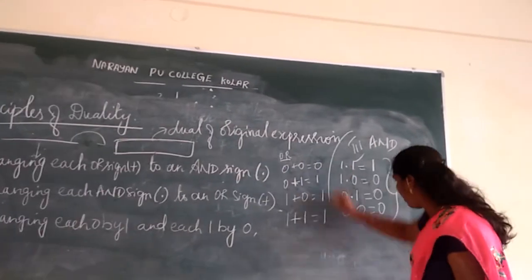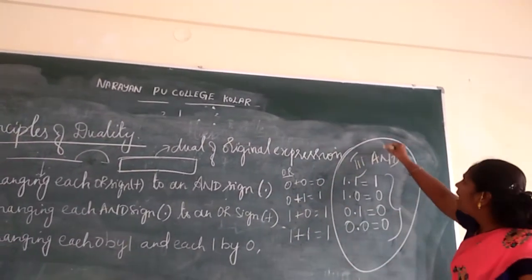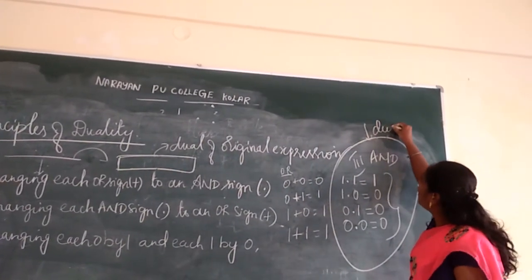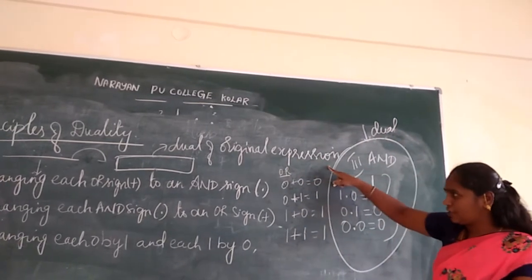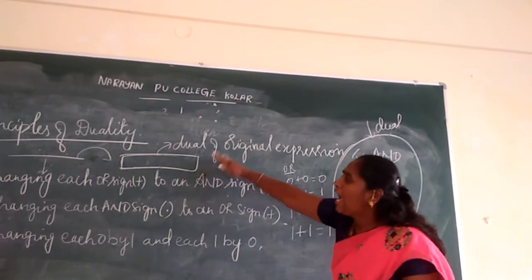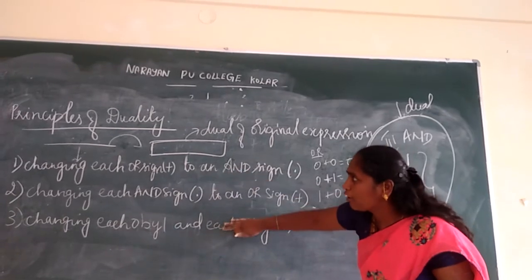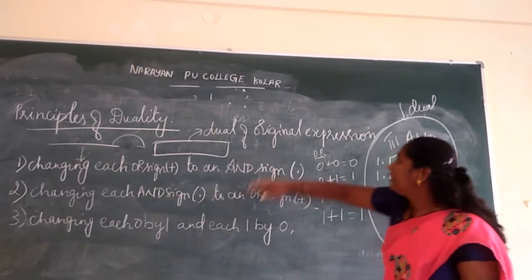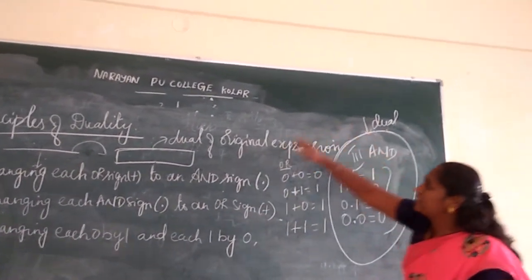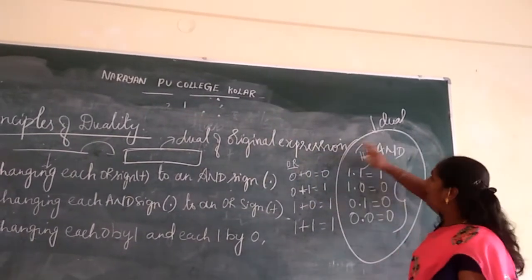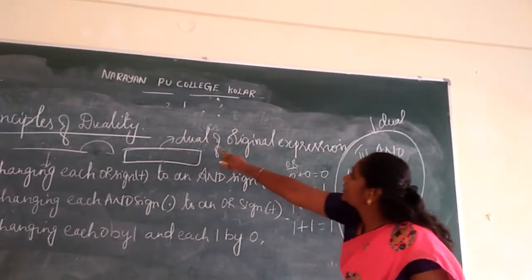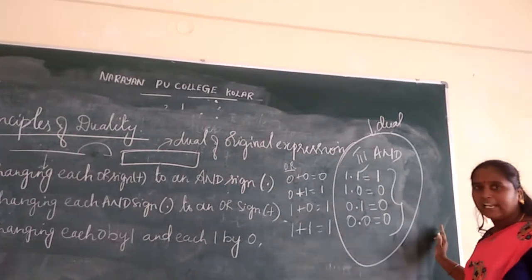So whatever relation you have obtained, we call this the dual of the original expression. Taking one relation and applying the rules or principles of duality, the obtained relation, that is another Boolean relation, we call the dual of the original expression.